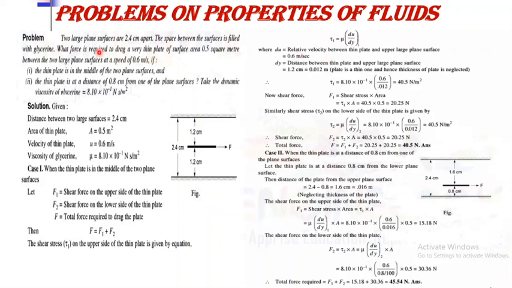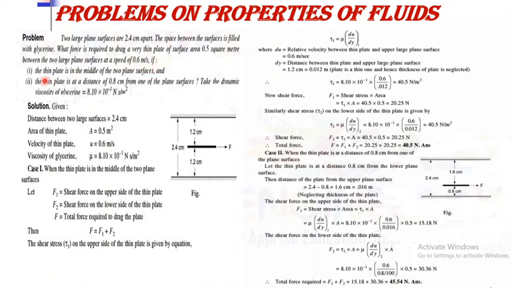Then moving to the next problem, again it is on the viscosity property. The second problem is that two large plane surfaces are 2.4 cm apart. The space between the surfaces is filled with glycerin. What force is required to drag a very thin plate of surface area 0.5 square meter between the two large plane surfaces at a speed of 0.6 meter per second?